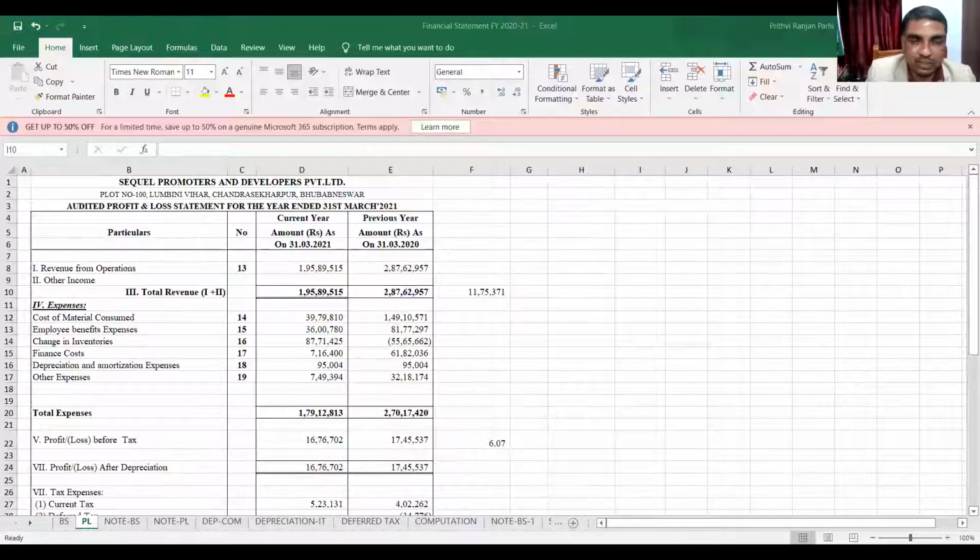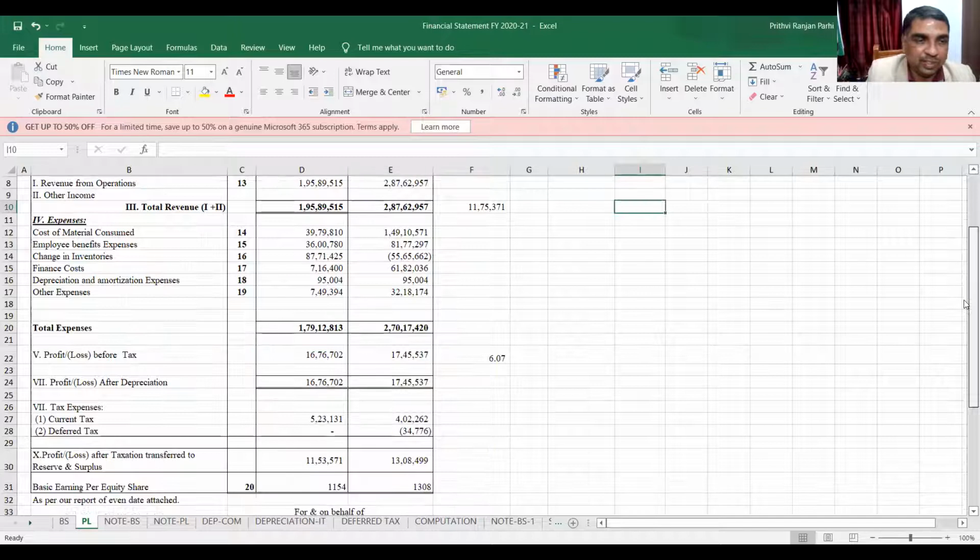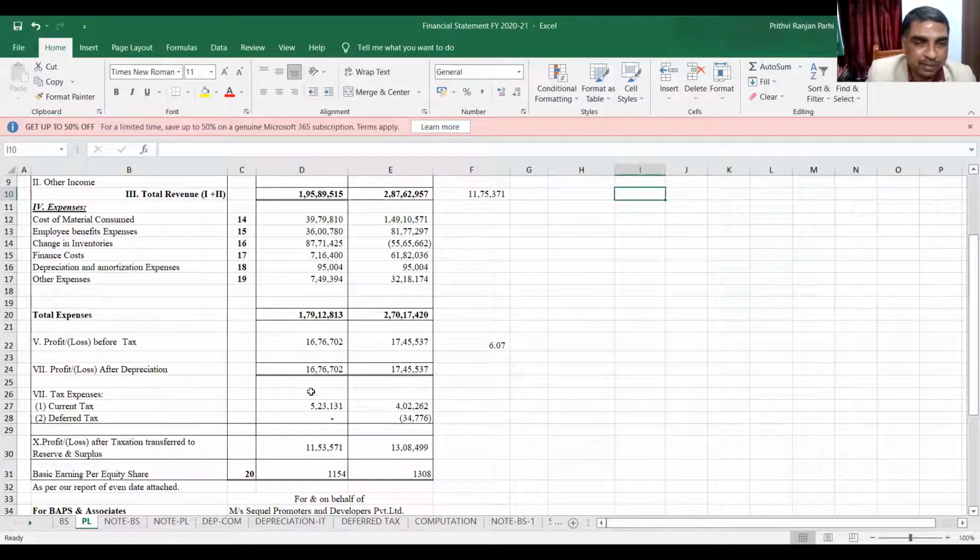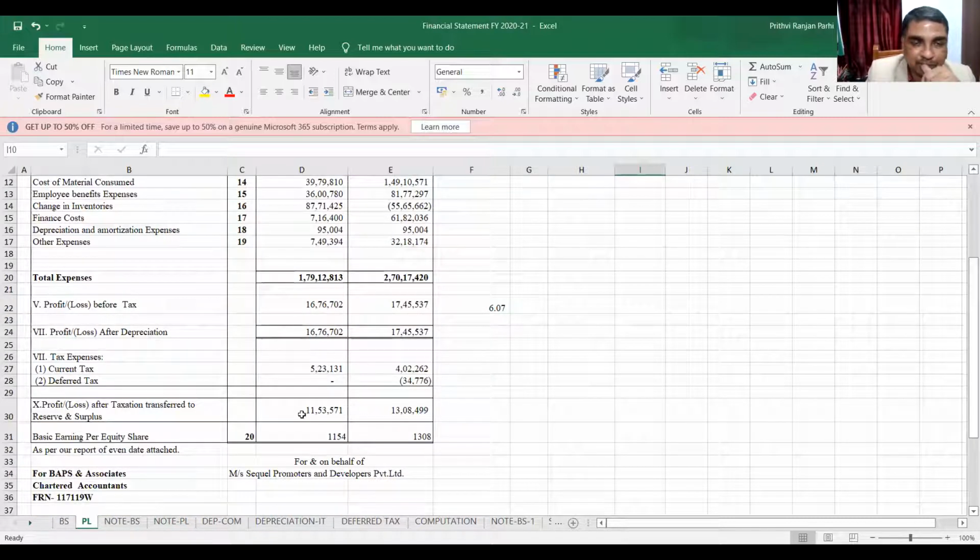If you see the statement of profit and loss, this is their revenue, these are their expenses. Finally, this is the profit and this is the tax and this is the profit available for equity shareholders. How much? 1153,571. Can you note down 1153,571 somewhere? Do it quickly. 1153,571.